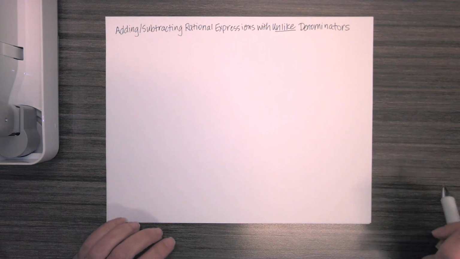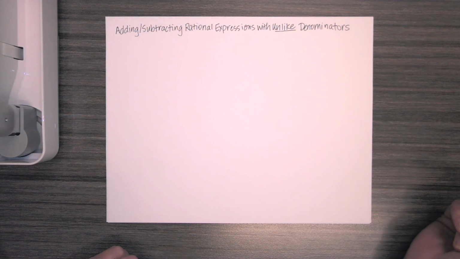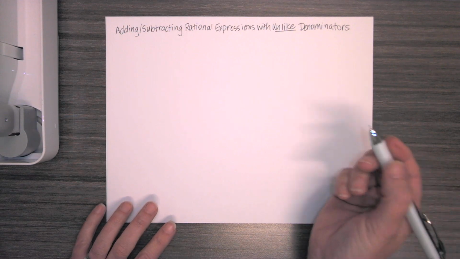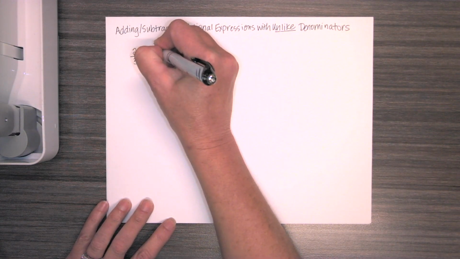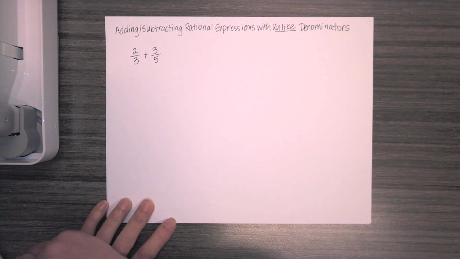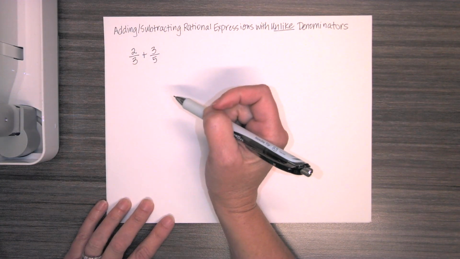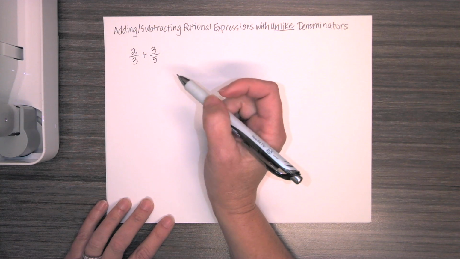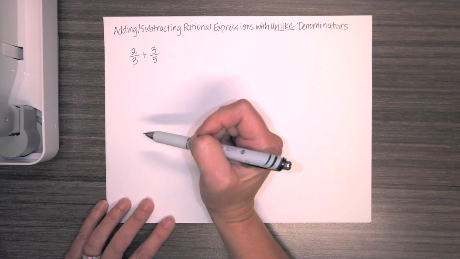Okay, so now we want to talk about adding and subtracting rational expressions with unlike denominators. So let's start out with basic fractions. If you had 2/3 plus 3/5, we know in order for us to be able to add or subtract fractions, we must have a common denominator. These do not have a common denominator. So our first step would be to find the common denominator, which would also be the least common multiple of 3 and 5, which would be 15.